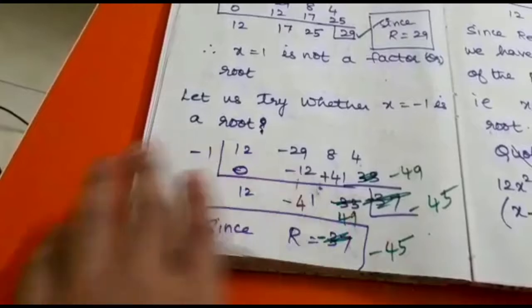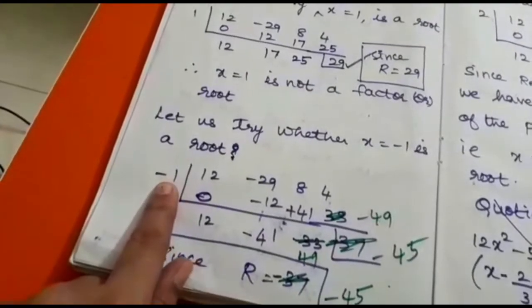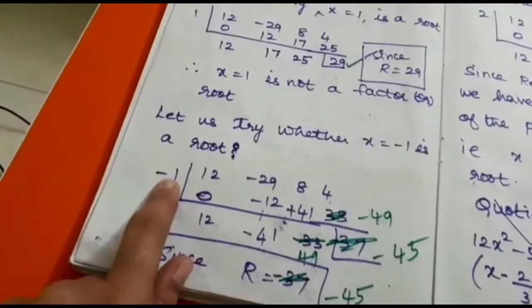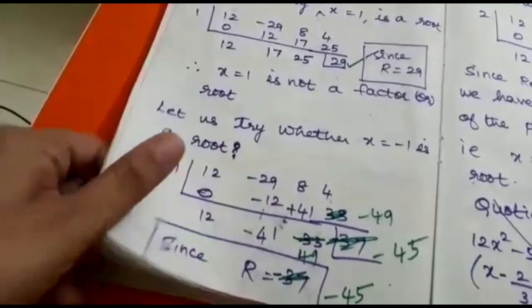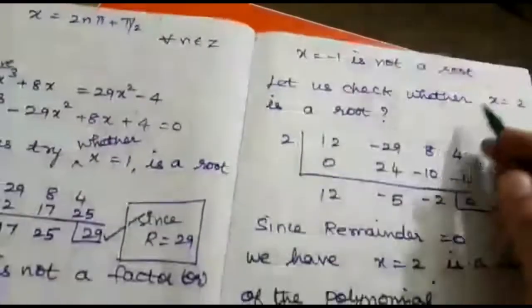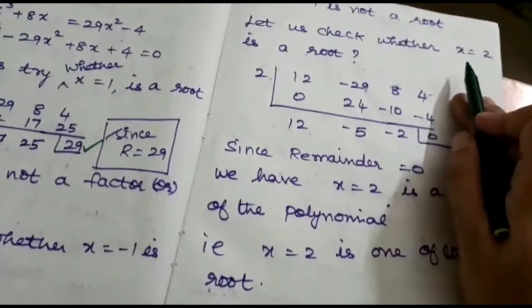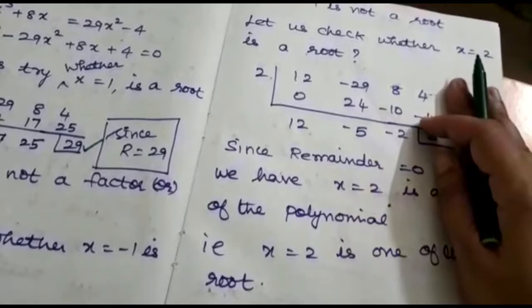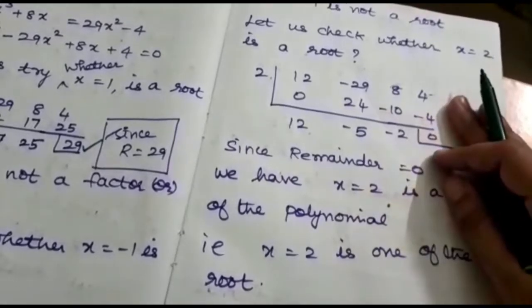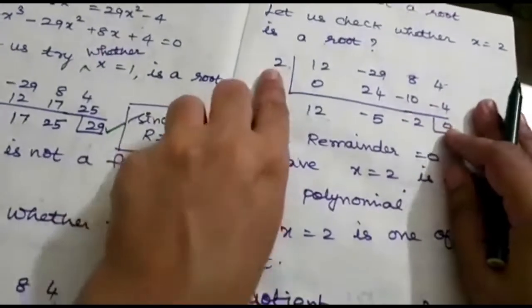Minus 45. So x is equal to minus 1 is not a root, or x is equal to minus 1 is not a factor. So let us check whether x is equal to 2 is a root or not. This is the trial and error method. So we are just checking whether x is equal to 2 is a root or not.